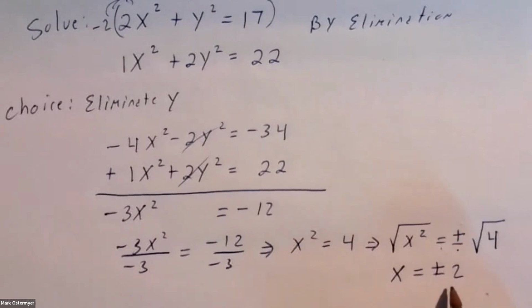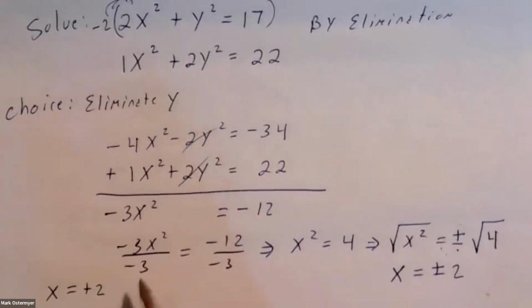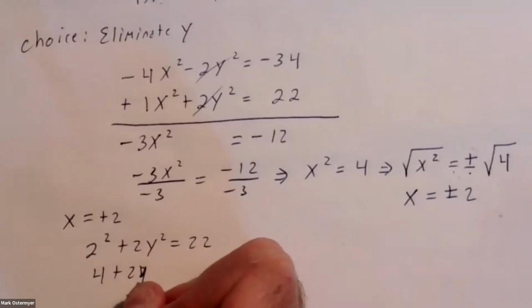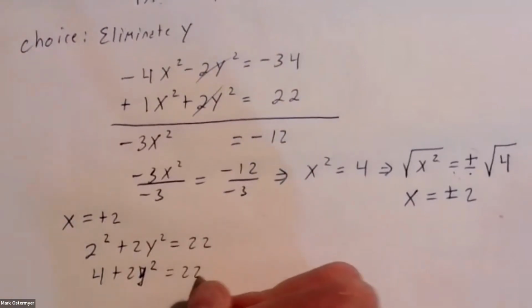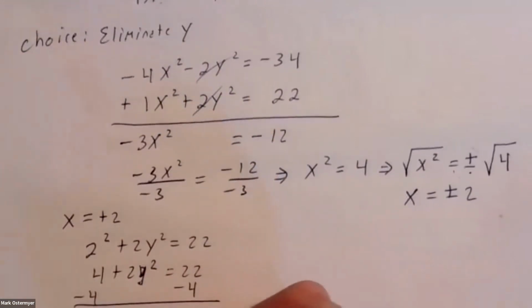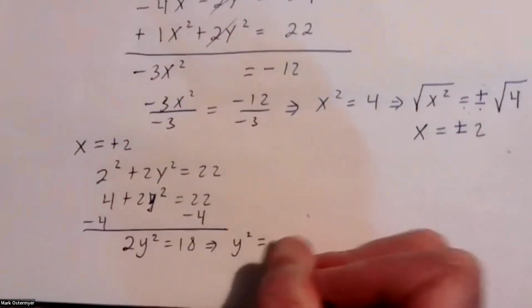Now we need to find the y coordinates when x is equal to positive or negative 2. All right, suppose that x is equal to positive 2. I'm going to use the second equation to solve for y. So replacing x with positive 2, and now solving for y. Subtracting 4 from both sides, I get 2y squared is equal to 18. Divide both sides by 2. Y squared is equal to 9.